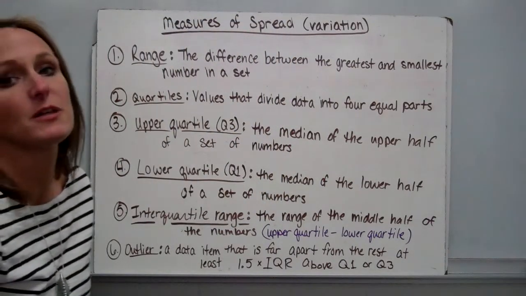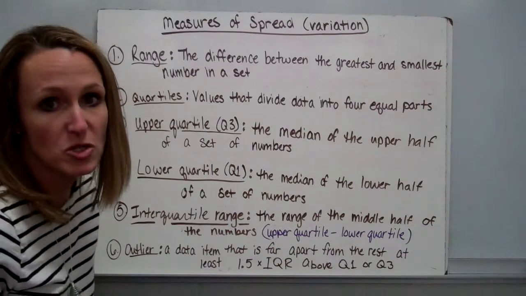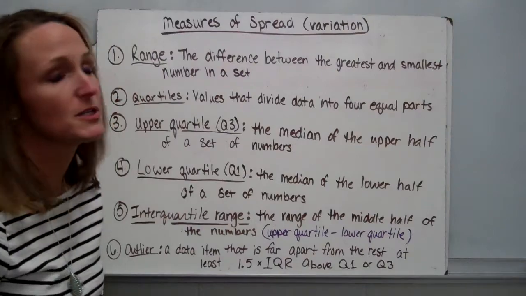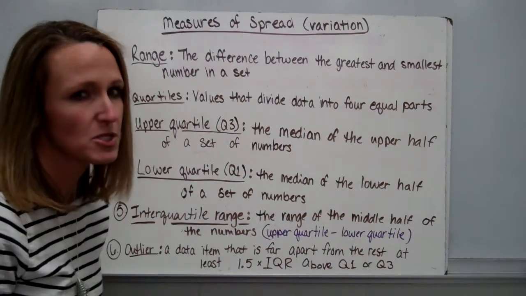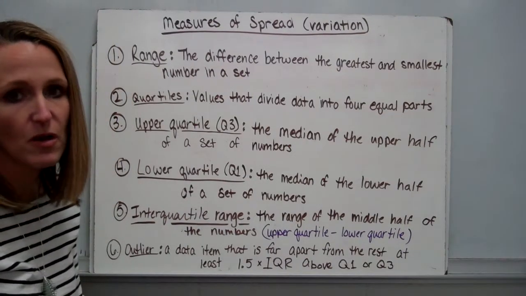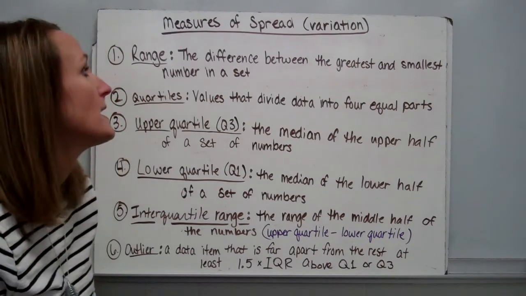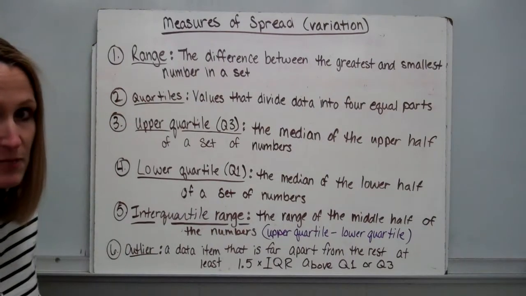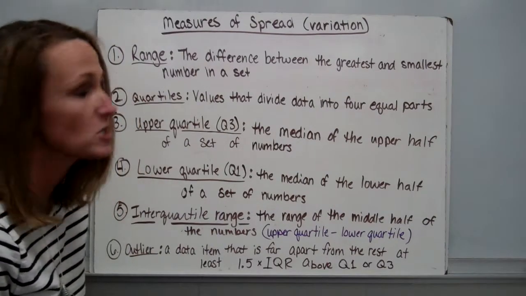So in this video we're going to talk about measures of spread or measures of variation. And there's several definitions we want to talk about with this. The first one is range. And range, as I mentioned in an earlier video, sometimes goes along with mean, median, and mode. But range is simply the difference between the greatest and the smallest numbers in this set. So you do the highest number minus the lowest number to get your range.